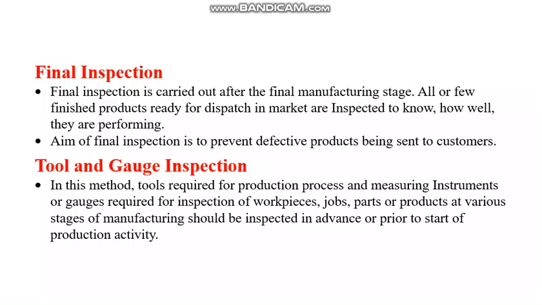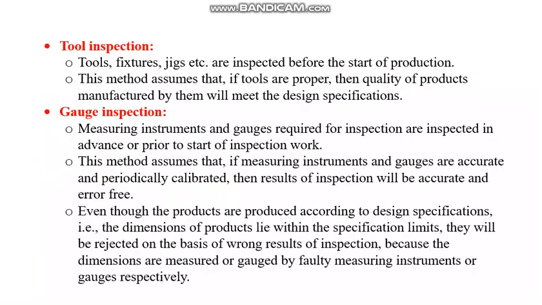Okay, then another type of inspection is tool and gauge inspection. Now the tools required for the production process and the measuring instruments or gauges required for inspection of workpieces, jobs, parts, or products at various stages of manufacturing should be inspected in advance, prior to the start of production activity. The tools and gauges also should be inspected.